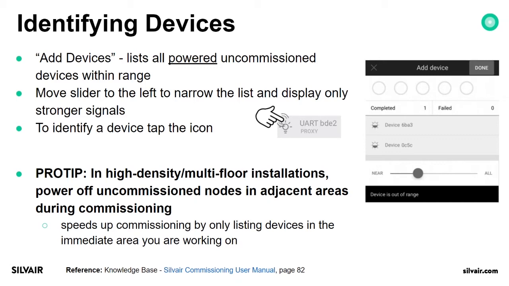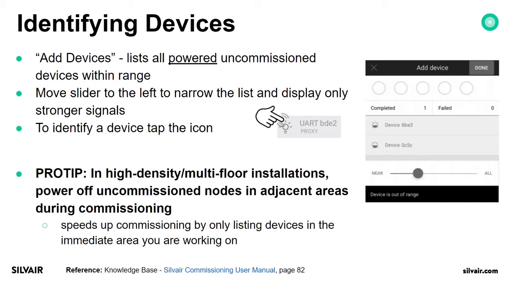This is a recall from our last session. Identifying devices. When you add a device, it will list all powered uncommissioned devices within range. You can move the slider to the left to narrow the list and display only stronger signals. To identify a device, tap the icon and such device will blink 3 times.